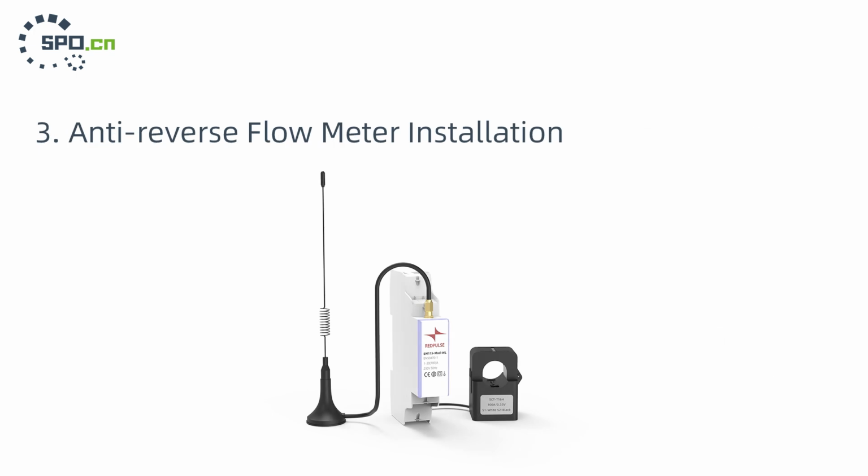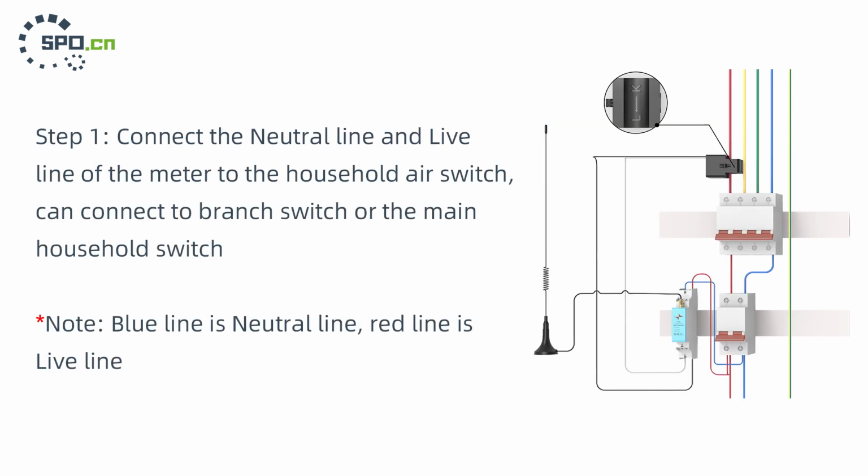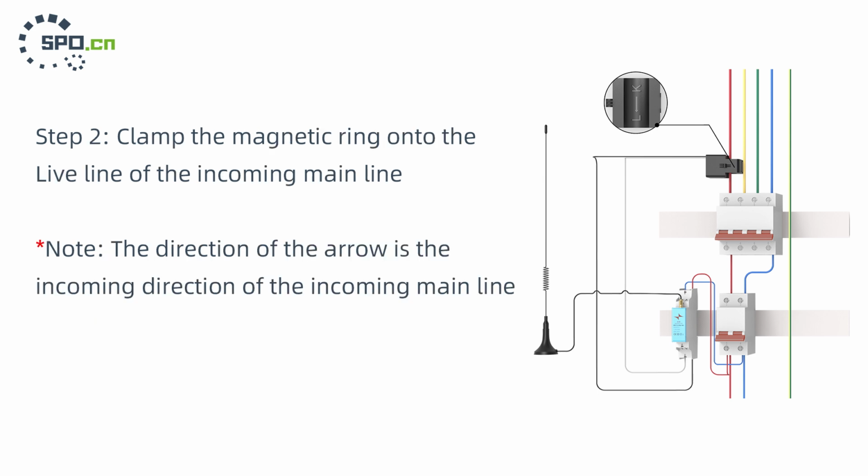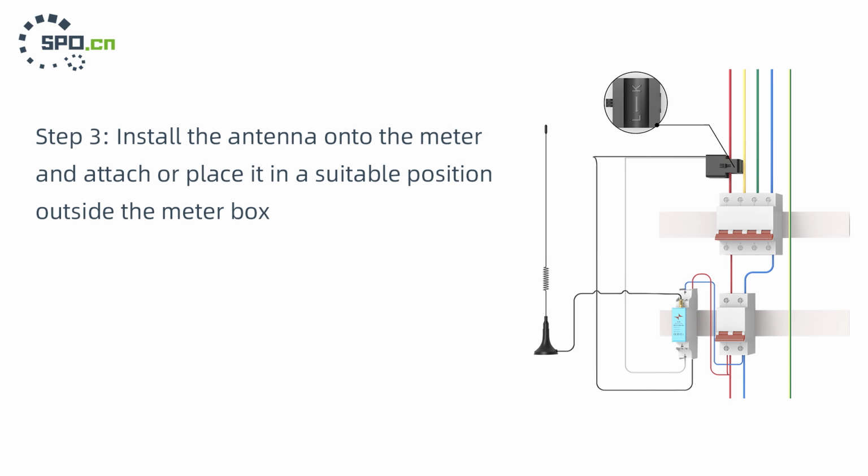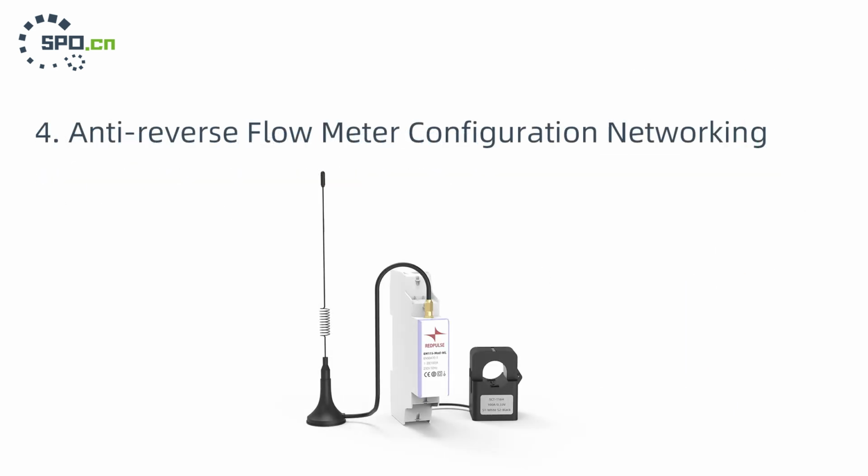3. Anti-reverse flow meter installation. Step 1. Connect the neutral line and live line of the meter to the household air switch. Can connect to branch switch or the main household switch. Note: blue line is neutral line, red line is live line. Step 2. Clamp the magnetic ring onto the live line of the incoming main line. Note: the direction of the arrow is the incoming direction of the incoming main line. Step 3. Install the antenna onto the meter and attach or place it in a suitable position outside the meter box.